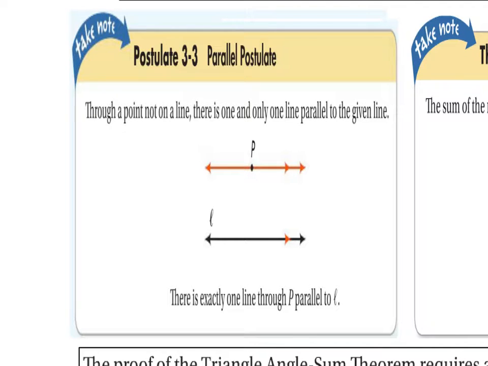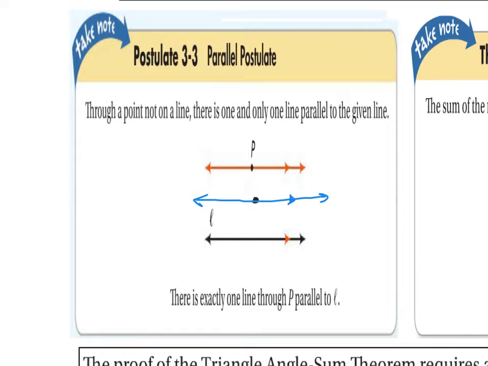For example, you might want to do this in your notes too, let's say I put a point right here. There is only one line that will go through that point that is parallel to the line L. If I were to draw another line through that point like this, that line's not parallel to the line L. There's only one way to draw a line parallel to line L.